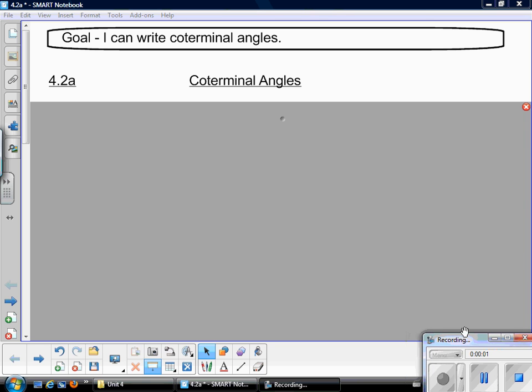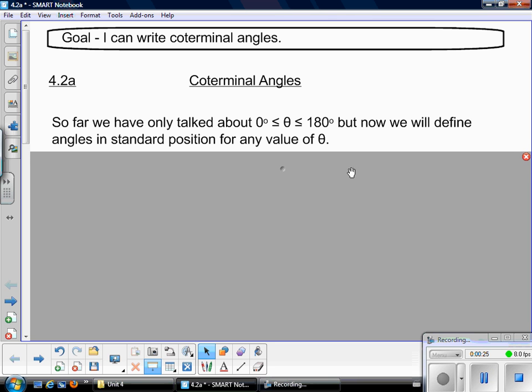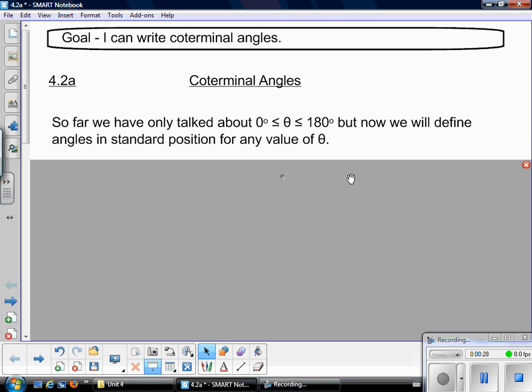Okay, today we're working on 4.2a, and our goal is I can write coterminal angles. So we've worked with word questions, but now we're going back to the pure math and actually looking at that unit circle again. So coterminal angles. So far, we've only talked about theta being between 0 and 180, okay? But now we're going to define angles in standard position for any value of theta. Okay, so any value.